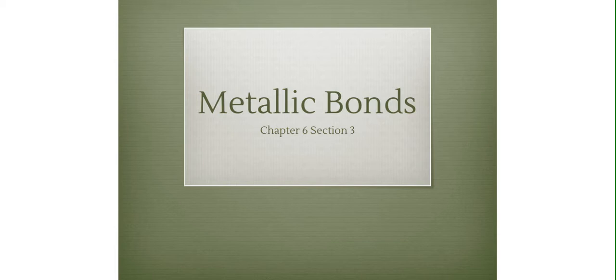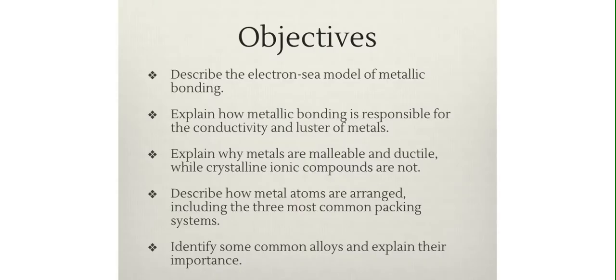But there's a few things I do want you to know, because obviously metals are a very nice commodity. We use them a lot in industry, so I want to make sure you have some understanding of why the properties are different for metallic bonds in comparison to ionic bonds. After this video, you should be able to describe the electron sea model of metallic bonding, explain how metallic bonding is responsible for the conductivity and luster of metals, explain why metals are malleable and ductile, while ionic compounds are not, describe how metal atoms are arranged, and finally identify some common alloys and explain their importance.